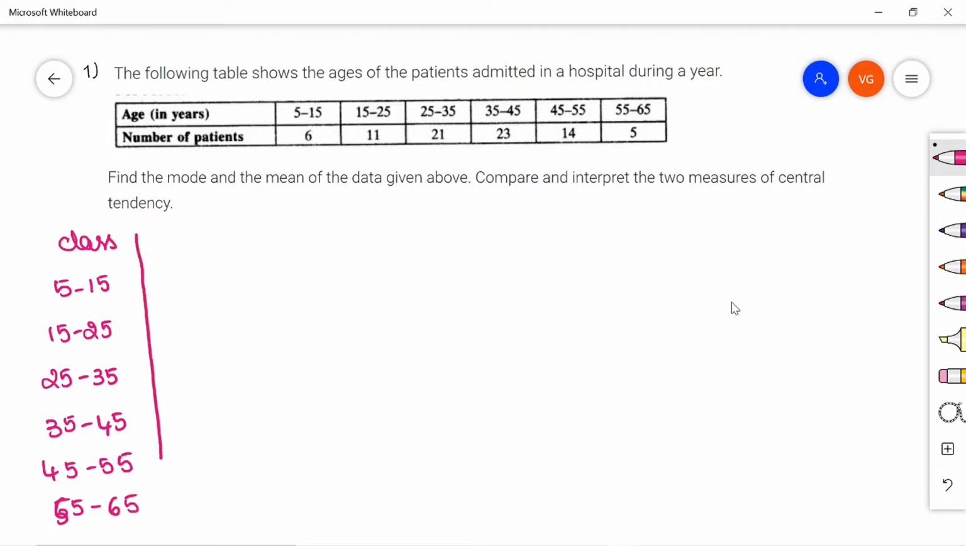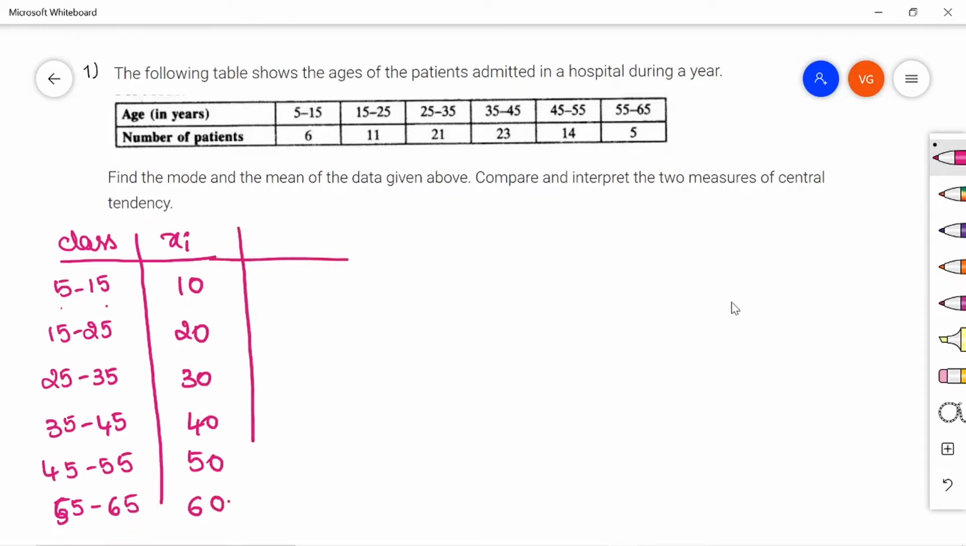Now we have to find the average of the class, that is the xi value. Upper limit plus lower limit divided by 2: 15 and 5, that is 20 divided by 2, 10. Here 20, then 30, 40, 50 and then 60. Now I will write down the frequency fi in my third column, the corresponding frequency of each class: 6, 11, 21, 23, 14 and 5.